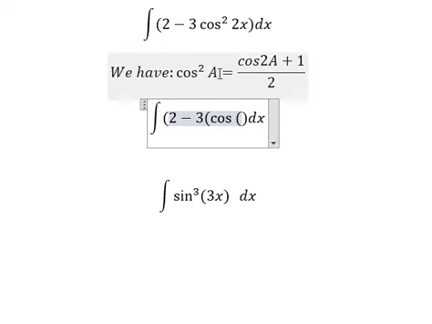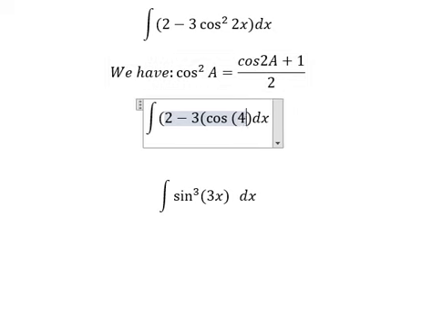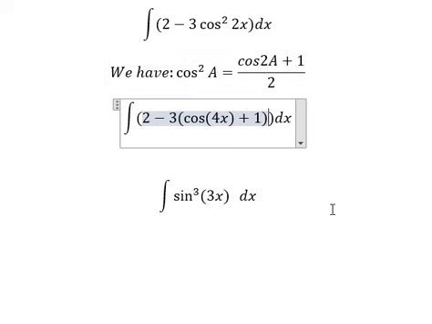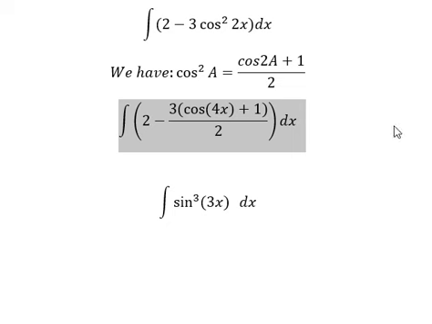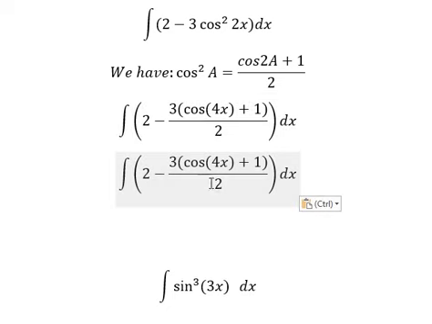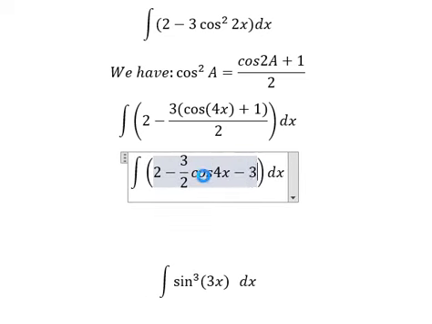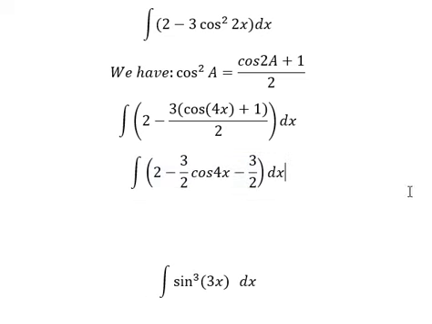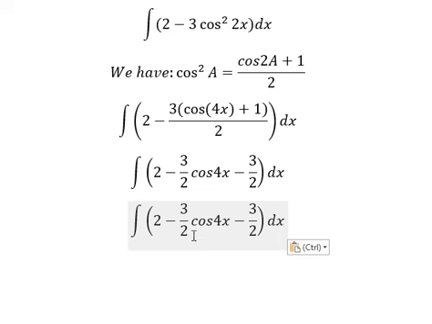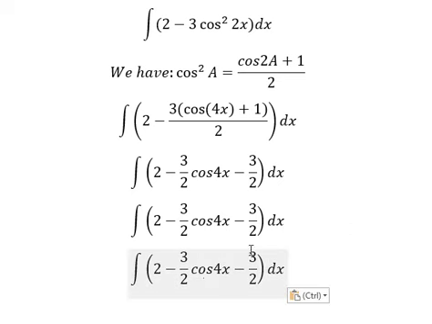So capital A, that is about 2s. Number 2 with 2s we have 4s. So number 3 over 2 multiplied by this one. So number 2 minus 3 over 2, that is about 1 over 2.